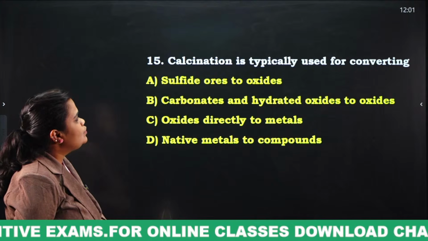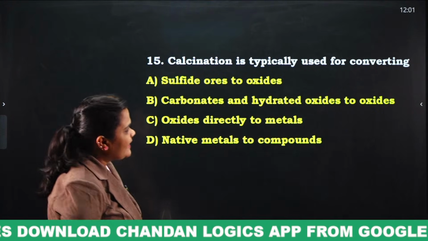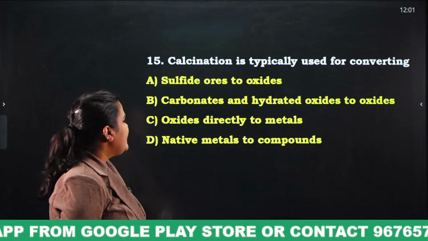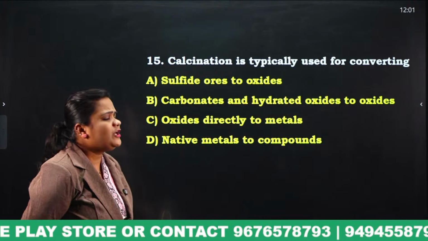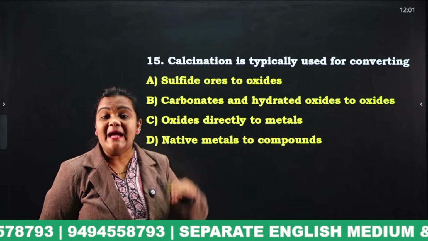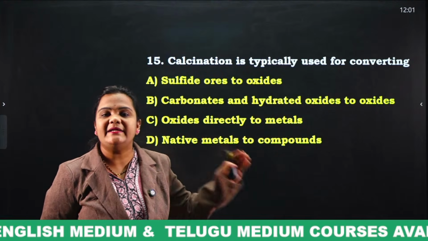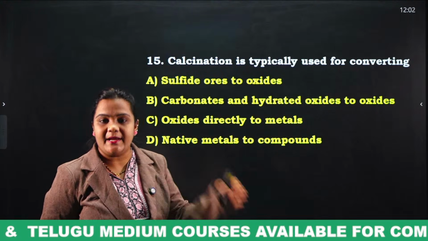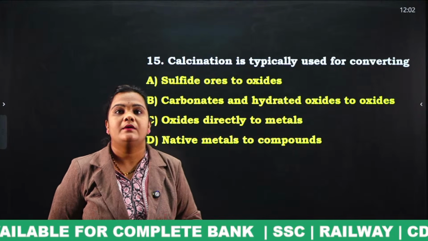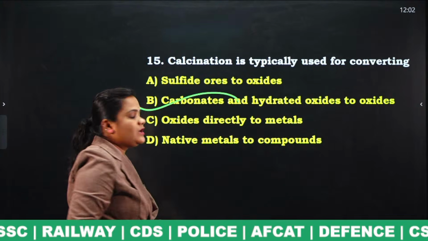Calcination is typically used for converting sulfide ores to oxides, carbonates and hydrated oxides to oxides, oxides directly to metals, or native metals to compounds. What do you mean by this calcination process? Calcination process is nothing but heating the ore in the absence of air. So where will we use this calcination process mostly? In which compounds? Very good. Carbonates and hydrated oxides to oxides.